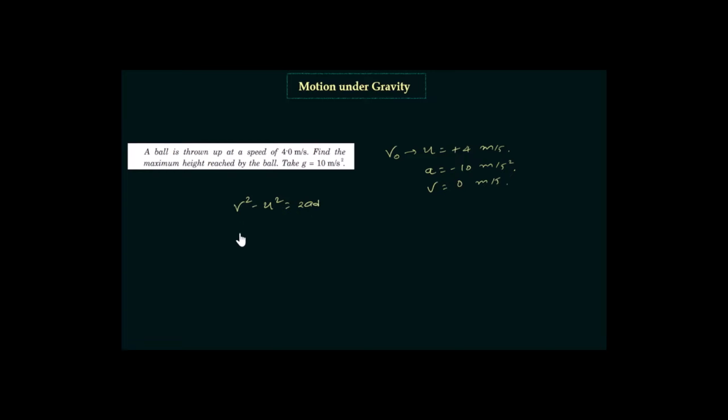So v is basically 0, so 0 squared minus u, which is 4 squared, equals 2 times acceleration, which is minus 10, times d. So here the 4 squared will be minus 16, this is minus 20 d. This will be 16 upon 20, which is 4 by 5, which is basically 0.8 meter. So the distance is going to be 80 centimeter. The maximum height reached by the object is going to be 80 centimeter.